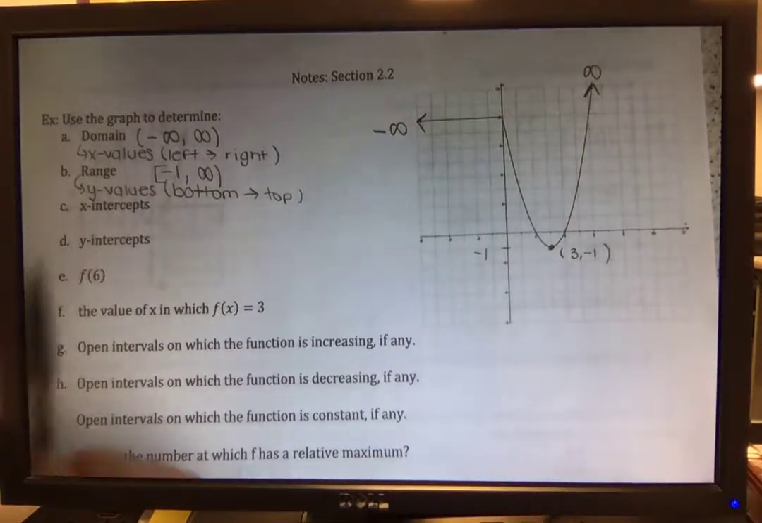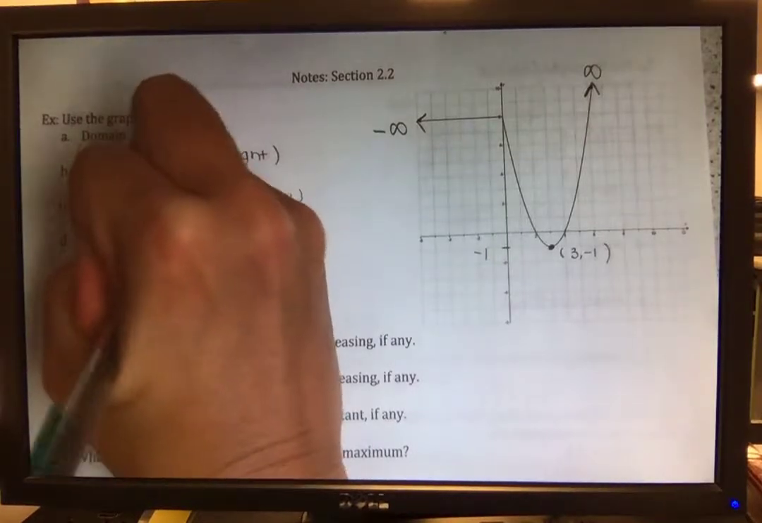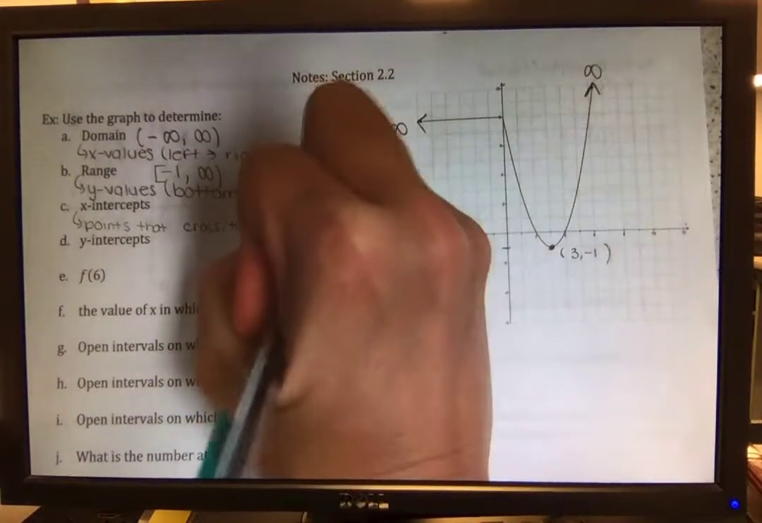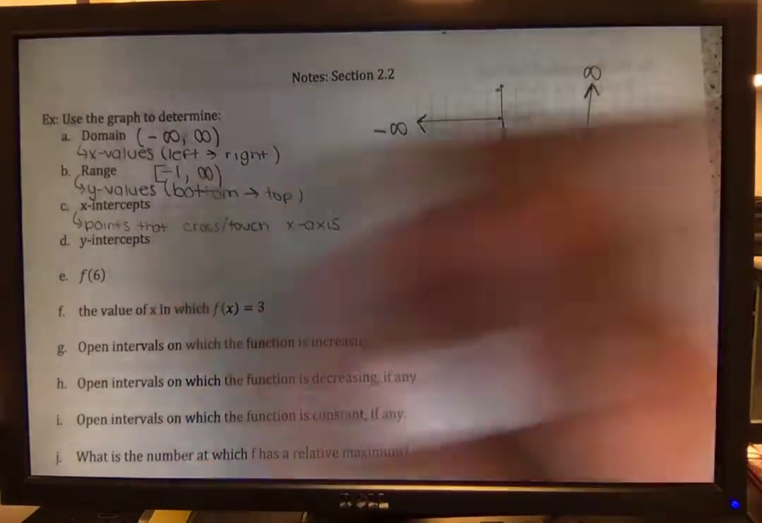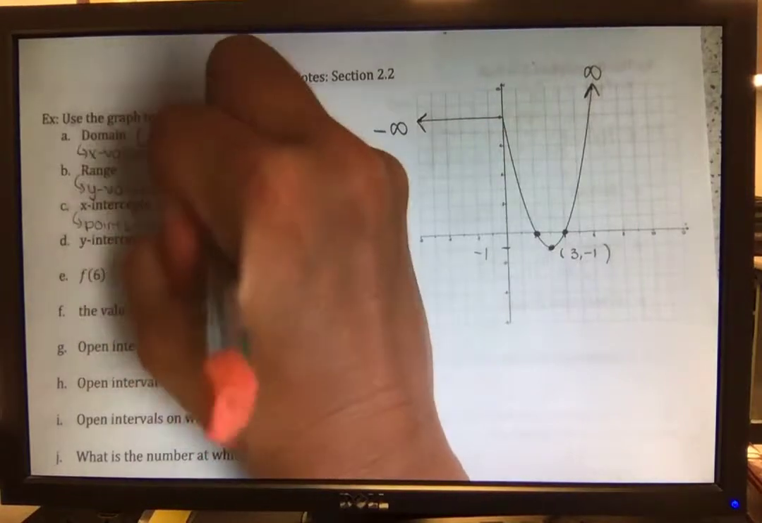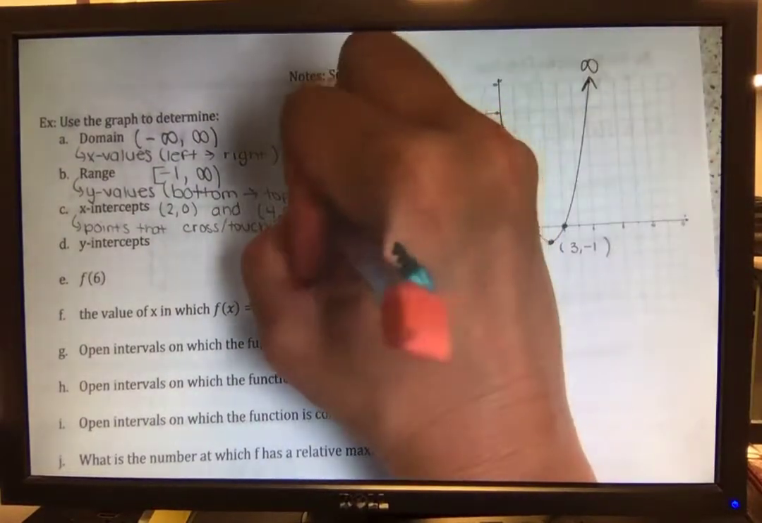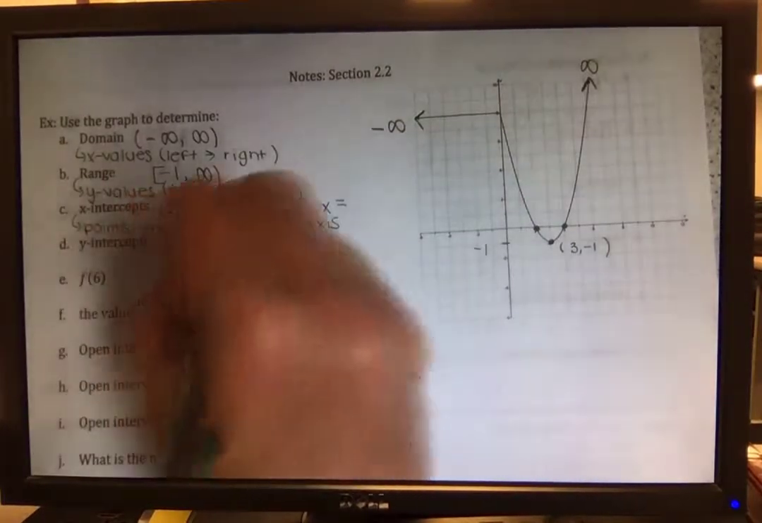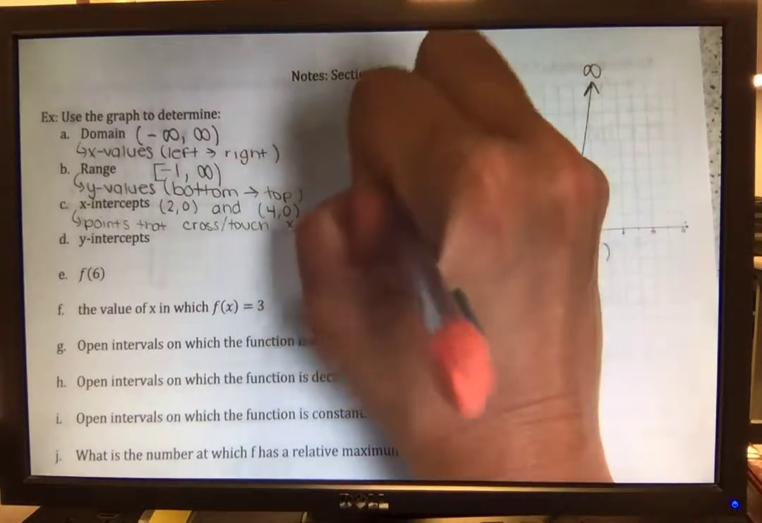My x-intercept, so where does my graph hit my x-axis? These are the points that cross or touch the x-axis. Right here are my 2 points that cross my x-axis. Those points are 2, 0 and 4, 0. As mentioned in the 2.1 notes video, sometimes my math lab wants the ordered pairs, sometimes it just wants the x value. So in this case, x is 2 and x is 4. So 2, 4.